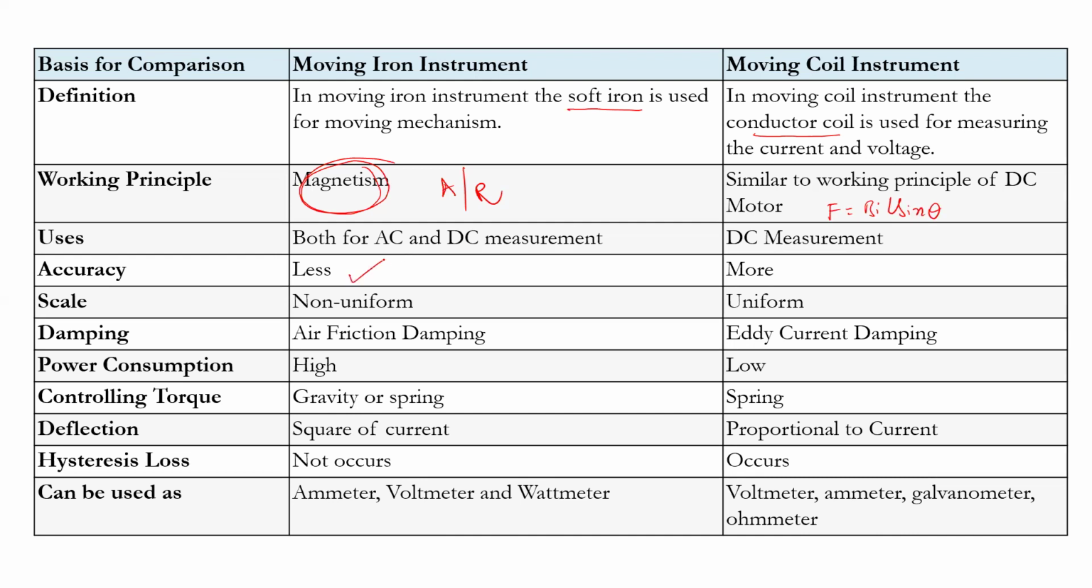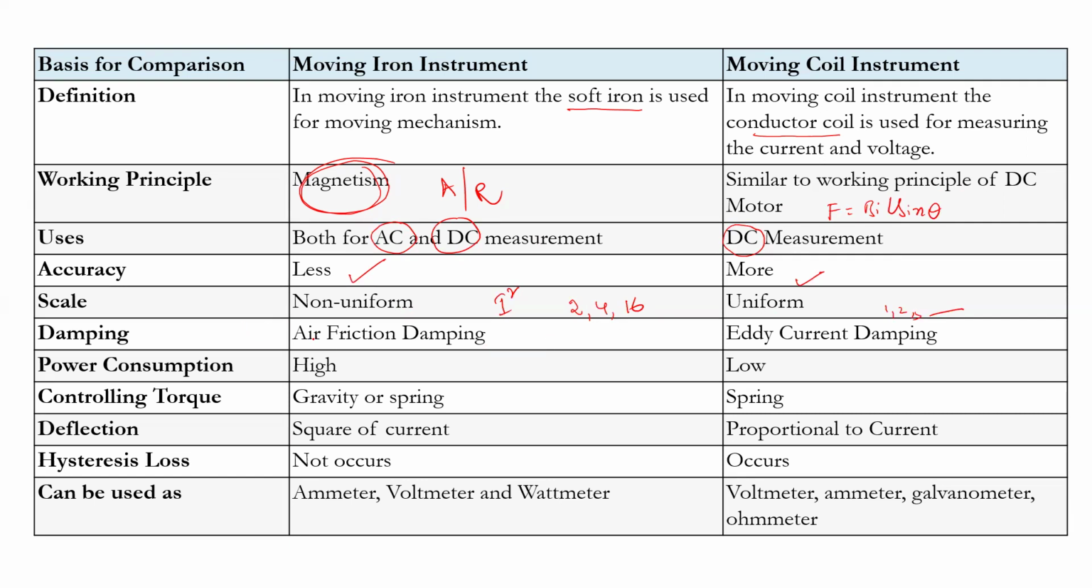Accuracy wise, moving iron is less accurate, whereas moving coil is more accurate. Moving iron instruments can be used for both AC and DC supply, whereas MC instruments are only used for DC measurement. Scale wise, moving iron instruments have a non-uniform scale because the deflection is proportional to the square of the current. Square in the sense that I can choose 2, the next 4, the next 16. It's non-uniform, whereas this one is uniform, 1, 2 like this.